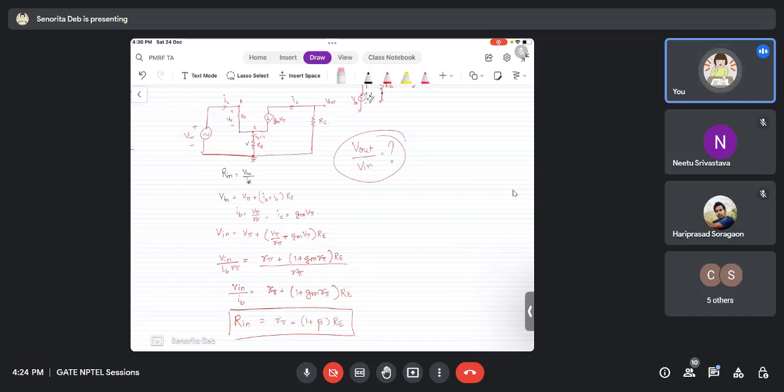And after this we will do a solution for R out, how to get R out from the circuit. Okay, so first find out V out upon V in. Let me know when it is done.